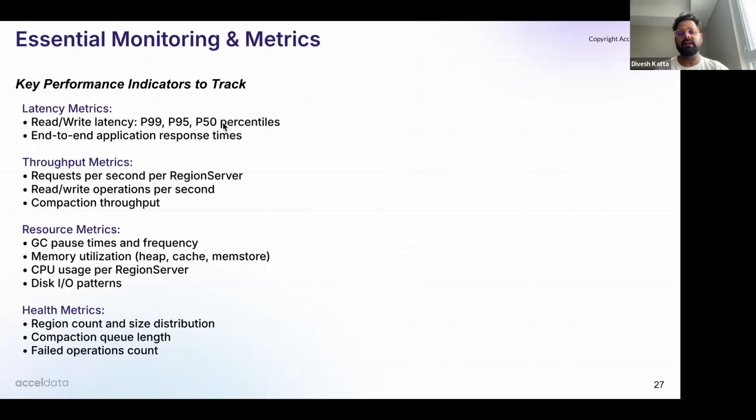Health metrics help you prevent problems before they impact users. Compaction queue length can warn you about IO problems. Failed operations indicate configuration or hardware issues. Set up alerting on these metrics so you catch performance degradation early. The HBase web UI provides many of these metrics out of the box, but consider adopting a monitoring solution for better visualization and alerting. A practical tip is to create a dashboard that shows metrics in multiple time ranges: hourly, daily, and weekly. This gives you an understanding of both immediate issues and long-term trends.